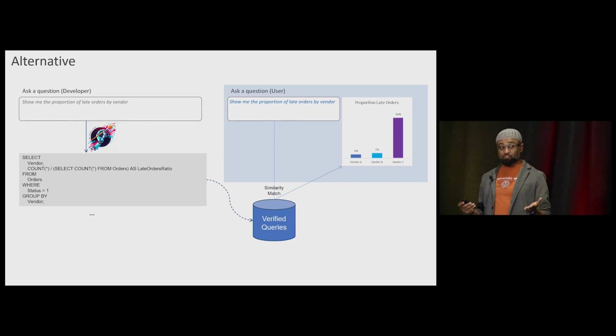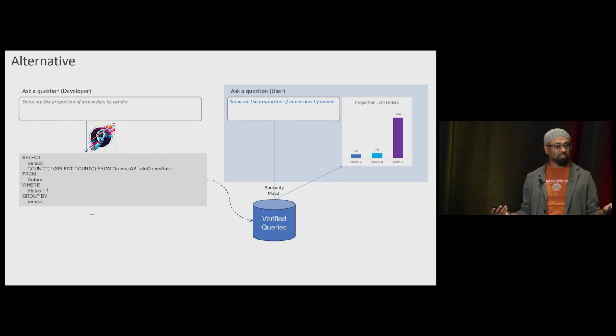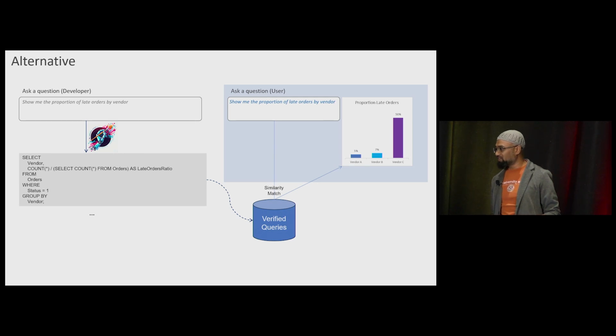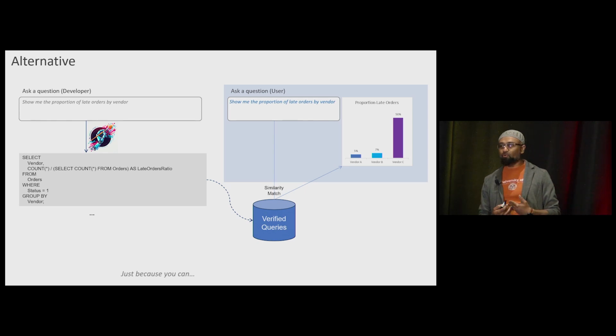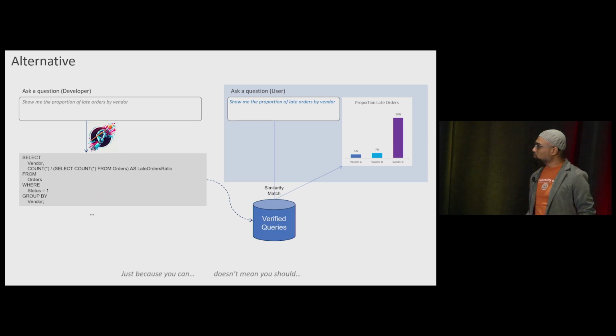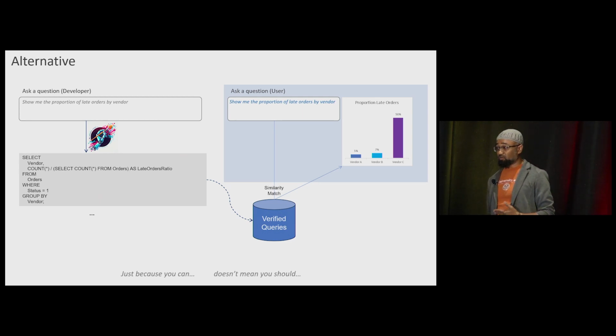So you're still using generative AI from the developer's perspective, but the end users are now using classical AI, with some sort of cosine similarity or something, but they're picking from queries that are already verified, right? So just because you can apply generative AI to run SQL queries on the fly, doesn't mean you should allow the inconsistencies of generative AI to impact the decisions that you make.